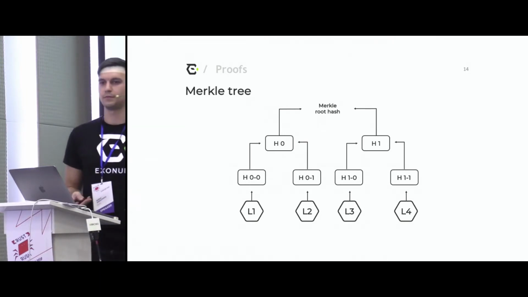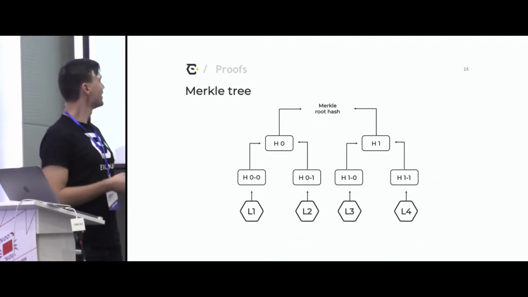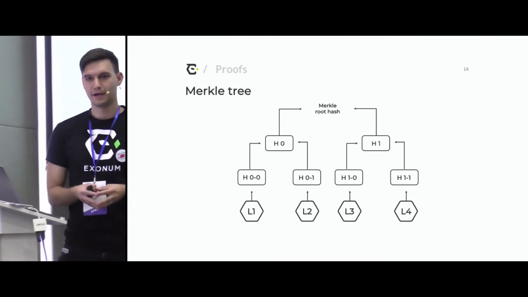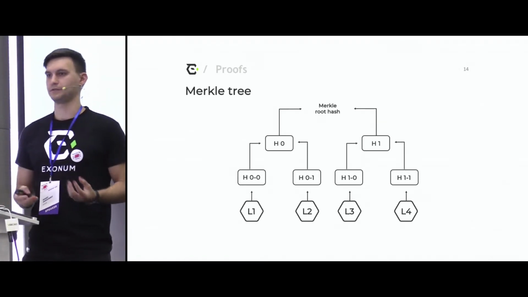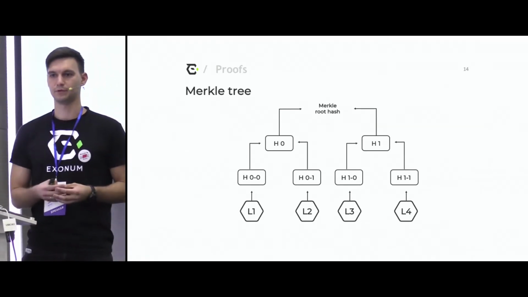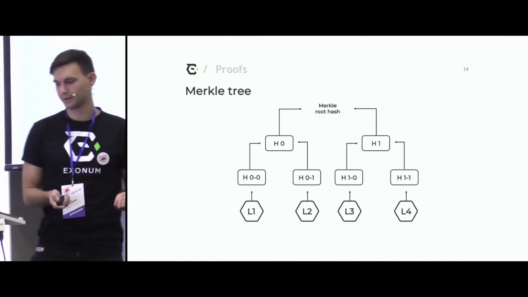So what does the Merkle tree look like? Basically it's a tree. In the leaves we have the data, and in the branches we have the hashes calculated pair by pair from the tree. And on the top we receive the Merkle root hash that allows us to describe the data.